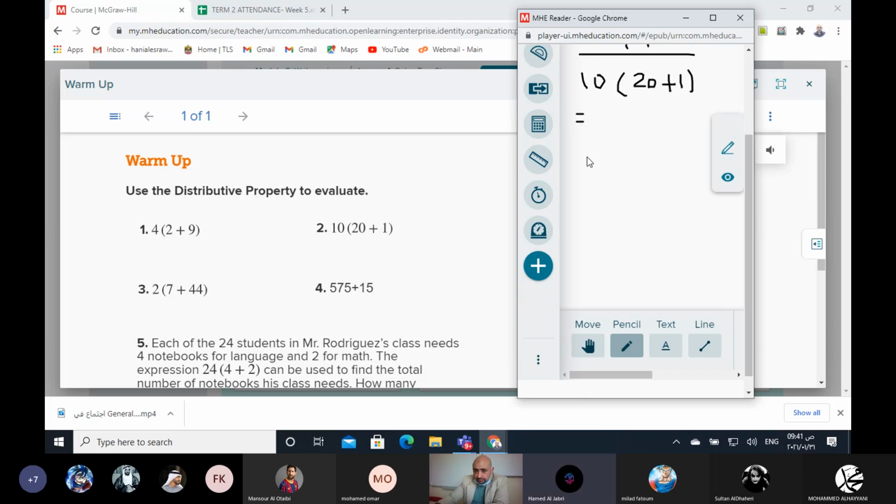Okay, the second one, please. Yes, the answer is 210. Okay, great. Who has a different answer? 210. Great, great for all. Okay, listen to me, please. Take 10, multiply by 20: 10 times 20 will be 200. Plus 10 times 1 will be 10. Now 200 plus 10 will be 210.